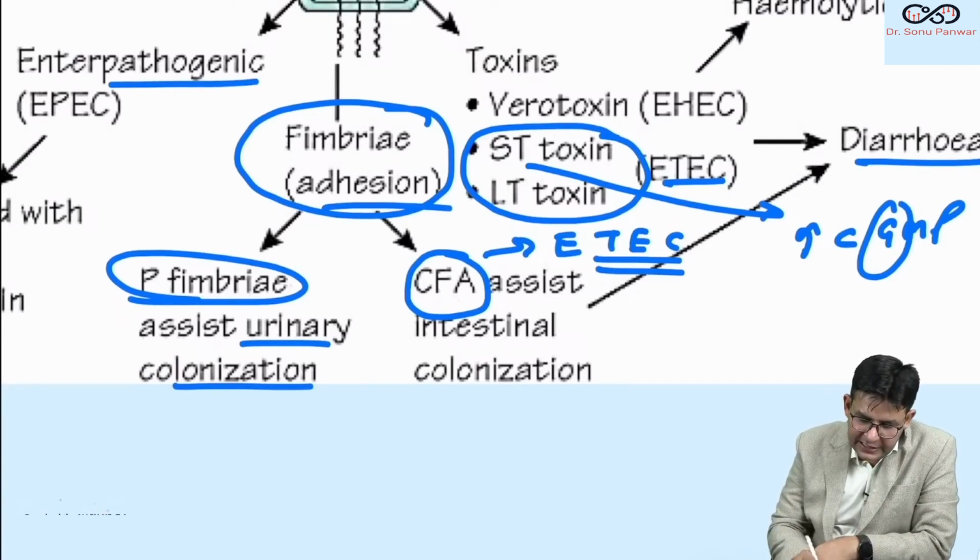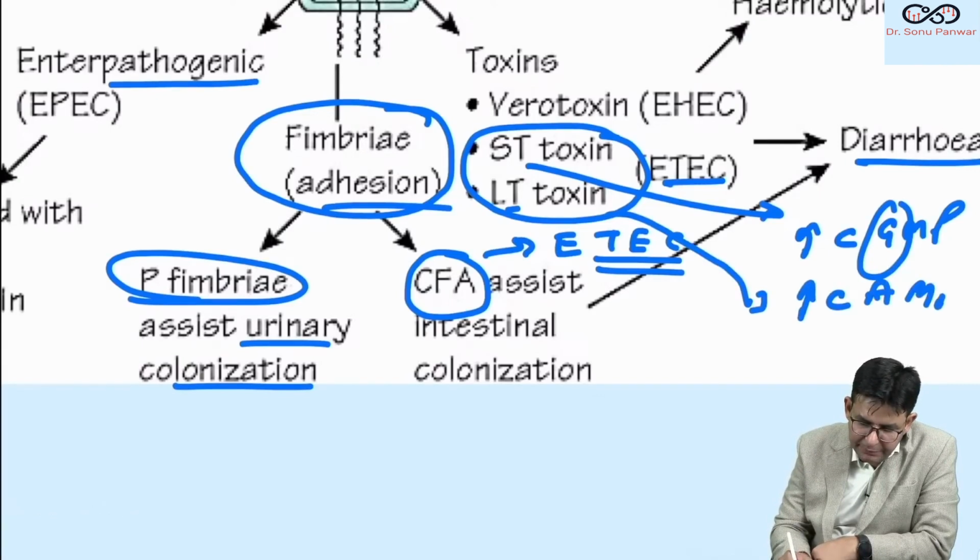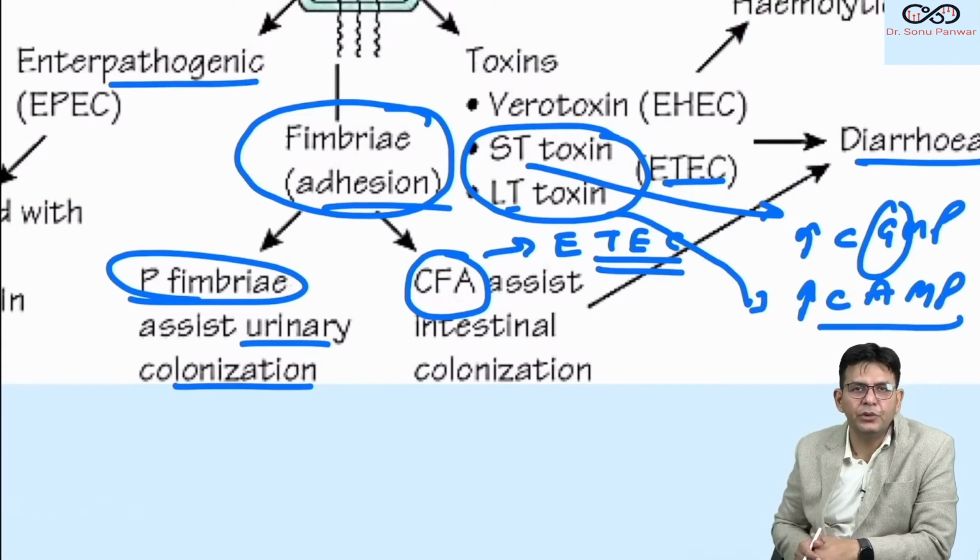Okay, so increased cyclic GMP is the stable toxin. The labile toxin is increased cyclic AMP, that is adenosine monophosphate. So these two things you need to know.